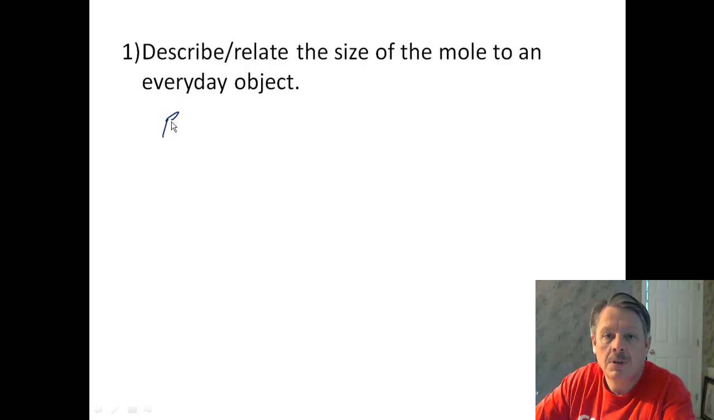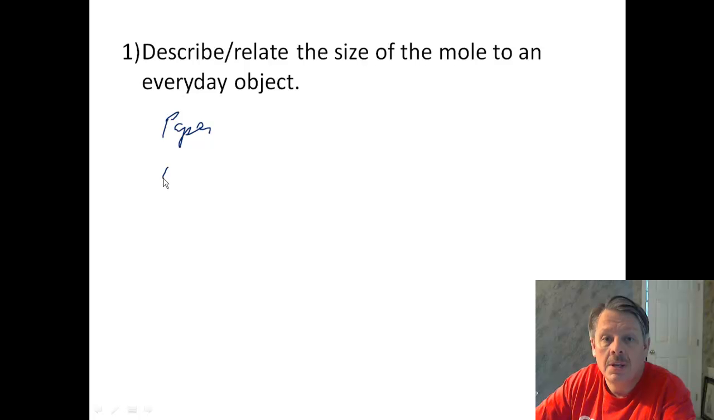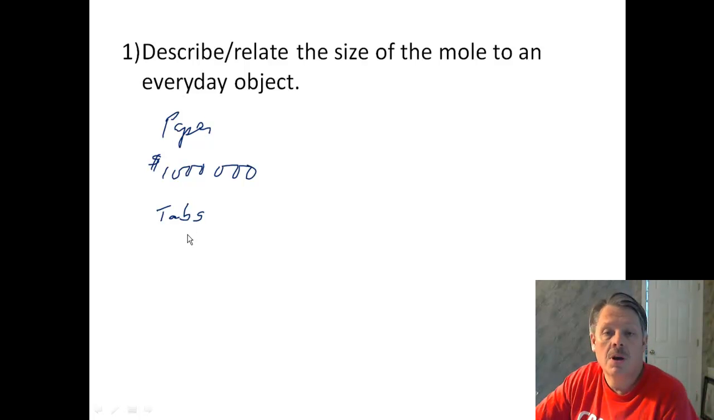Describe and relate the size of a mole to an everyday object. Well, we talked about sheets of paper, and if we put them one on top of another, it would go up past the solar system, and we talked about money. If you gave away $1 million a day to everybody on Earth, it would take 3,000 years to give it all away. Right? And my personal favorite were the tabs from soda cans that would cover the Earth, including the water. It would cover it 3/4 of a mile deep. Okay, so those were all examples of just kind of saying how big the number is.